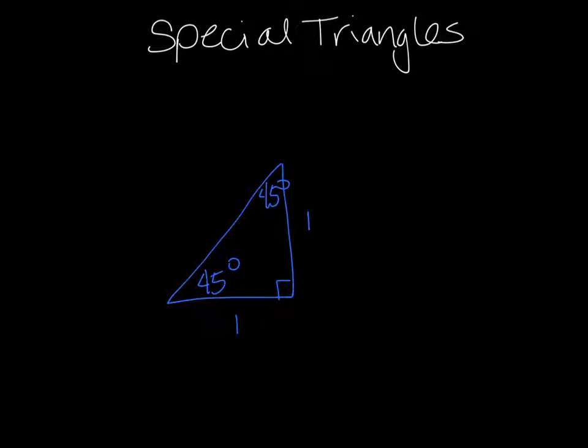then that means if I do the Pythagorean theorem, if you don't remember, it's a squared plus b squared equals c squared. We will need that this semester. If I do the Pythagorean theorem, I get the square root of 2 for the hypotenuse.